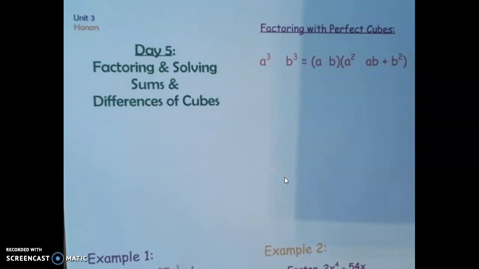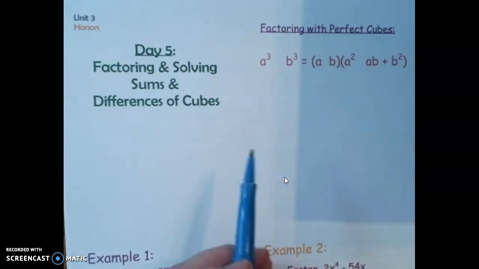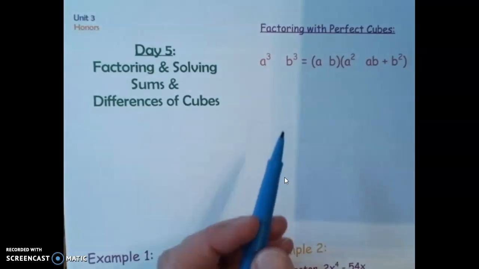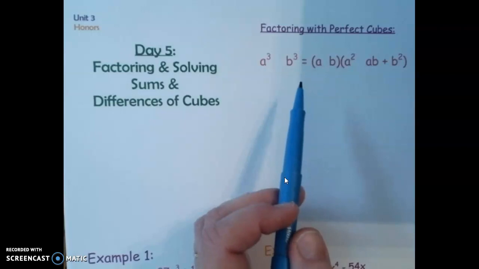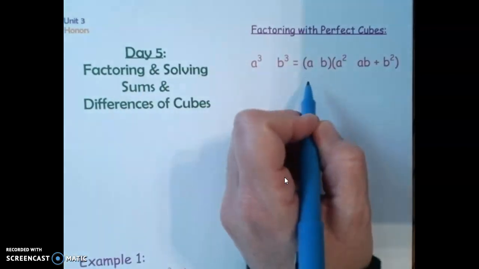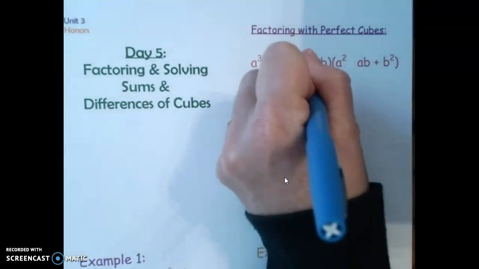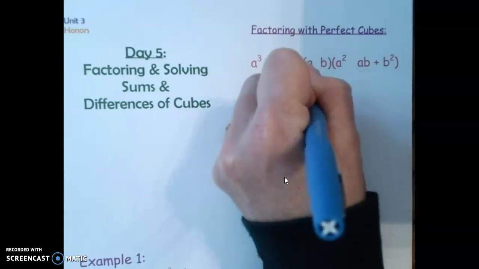Okay, today we're going to work on factoring and solving sums and differences of cubes, and we're going to start with factoring with perfect cubes, and then we'll solve at the end of the lesson. There are rules that you've got to memorize in factoring perfect cubes. So I know this looks a little weird, just bear with me for a second. What you need to remember, this was always going to be the same sign.